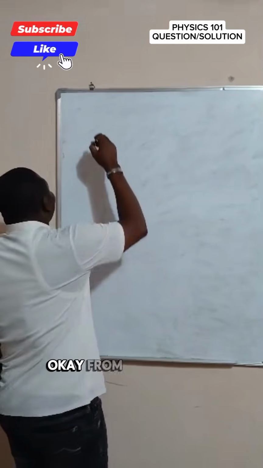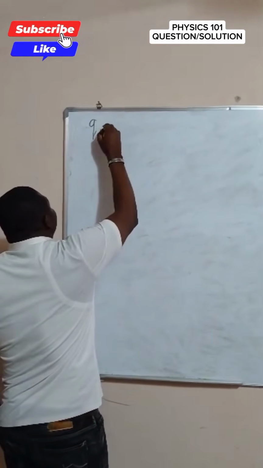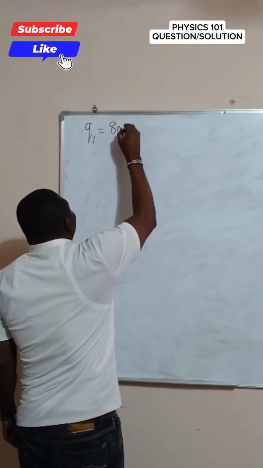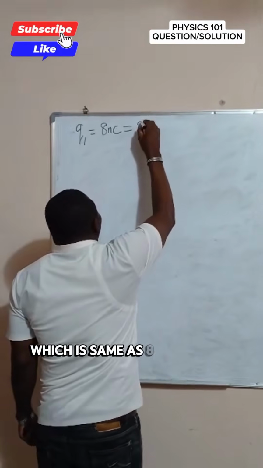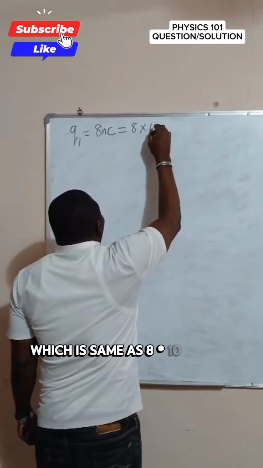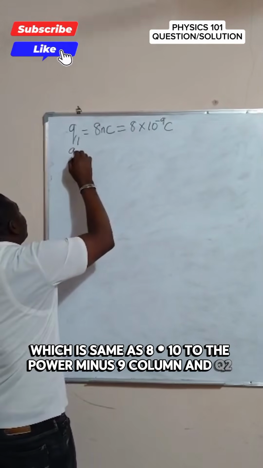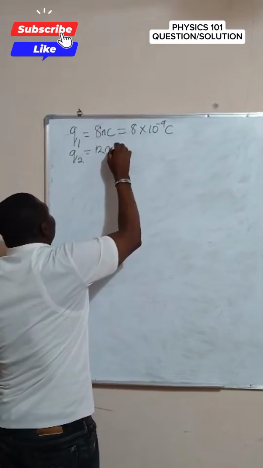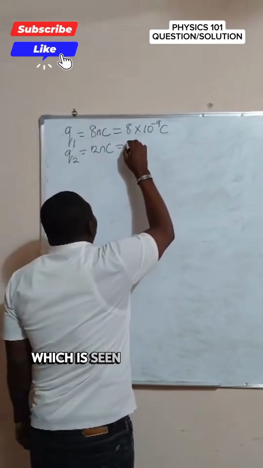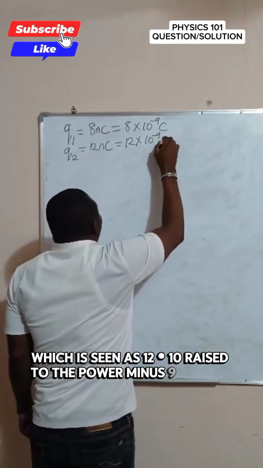Okay, from the question, we are given Q1, which is the same as 8 times 10 raised to power minus 9 coulomb, and Q2, which is the same as 12 times 10 raised to power minus 9 coulomb.